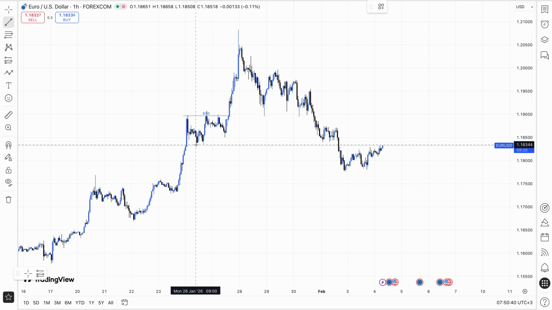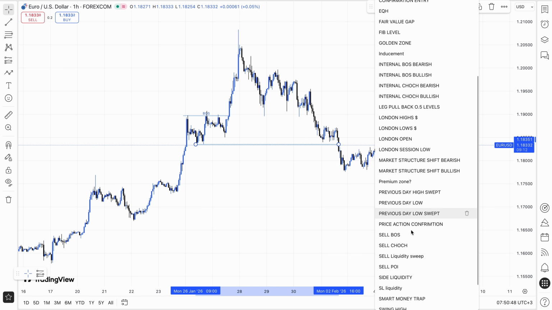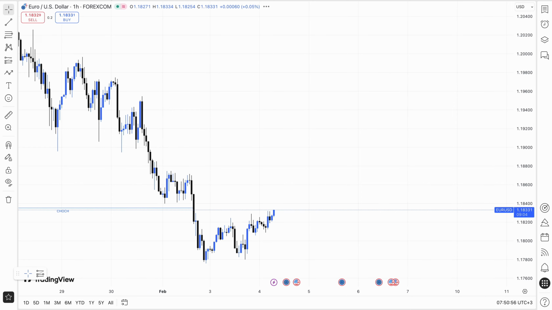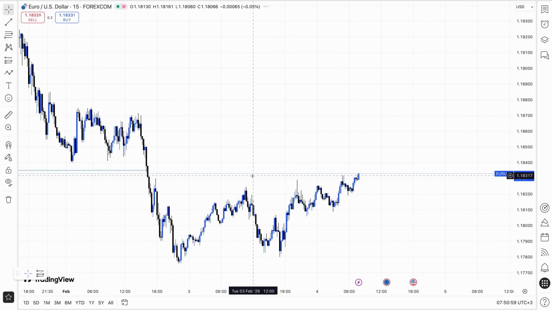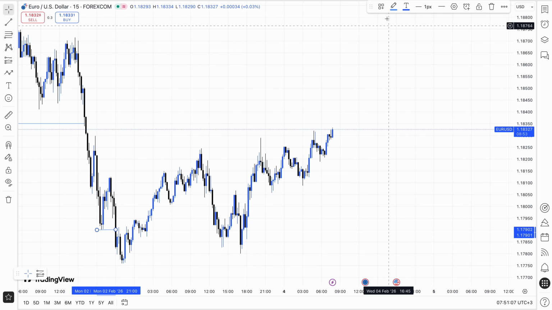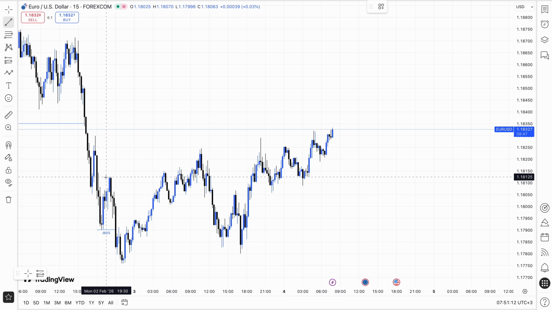Then we have our change of character to the downside. This is a change of character to the downside, external market structure. So if you come here on 15 minutes, you can see the internal market structure. Break of structure to the downside, then change of character to the upside.